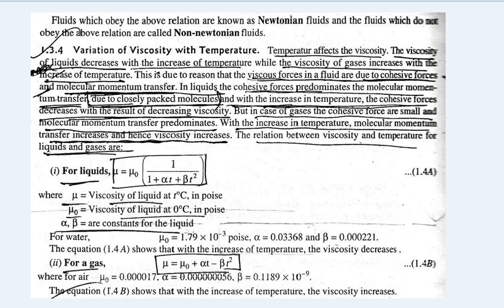The viscosity of liquid decreases with the increase of temperature. You can see this is viscosity, and for liquid it decreases, and for gas it increases. How? Just listen for a minute. The viscosity of gas increases with the increase in temperature. Why is it like that? This is due to the reason that the viscous forces in a fluid are due to cohesion and molecular momentum transfer.